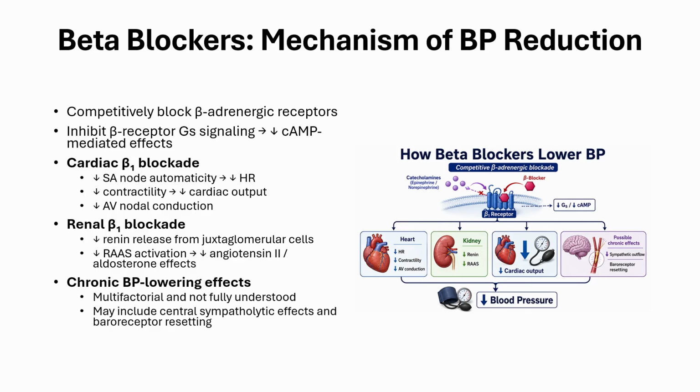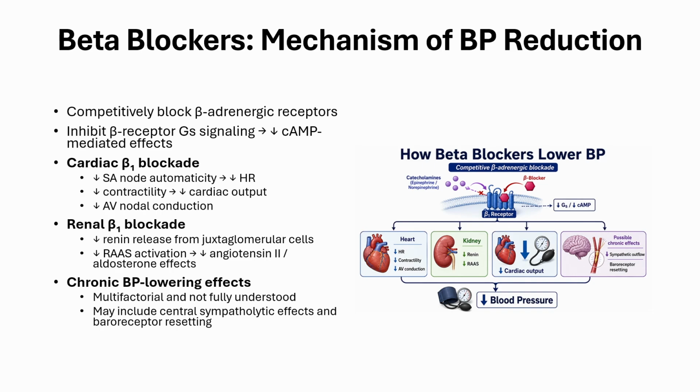Beta blockers competitively antagonize catecholamine binding to beta adrenergic receptors, which inhibits the downstream Gs protein coupled signaling. This translates to a decreased sinoatrial node automaticity, decreased myocardial contractility, slowed AV nodal conduction, and decreased renin secretion from juxtaglomerular cells. The antihypertensive effects of beta blockers is multifactorial and not completely understood.